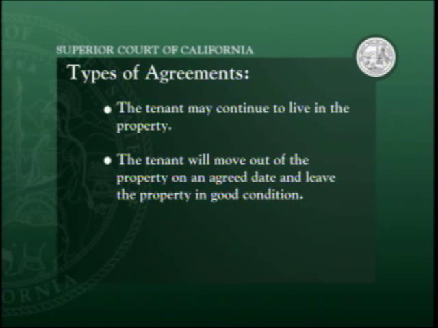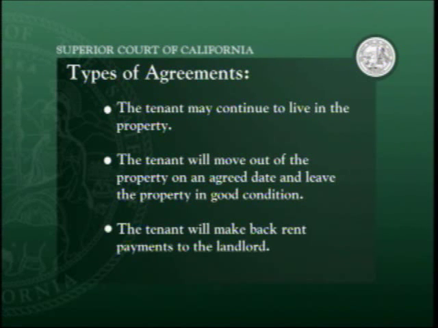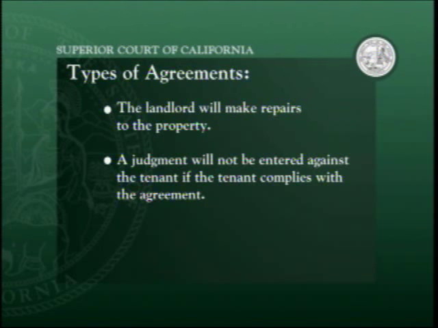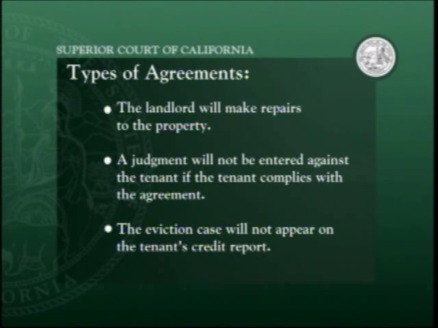The tenant will move out of the property on an agreed date and leave the property in good condition. The tenant will make back rent payments to the landlord. The landlord will make repairs to the property. A judgment will not be entered against the tenant if the tenant complies with the agreement. The eviction case will not appear on the tenant's credit report.